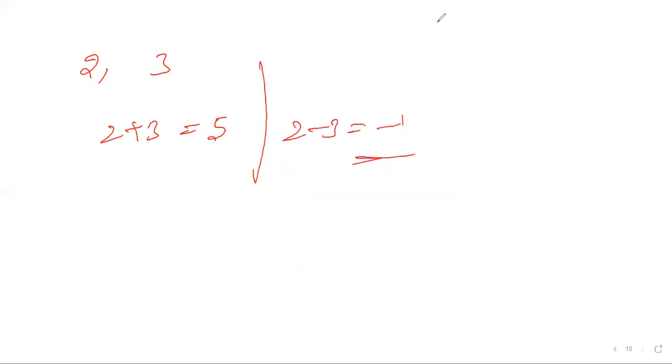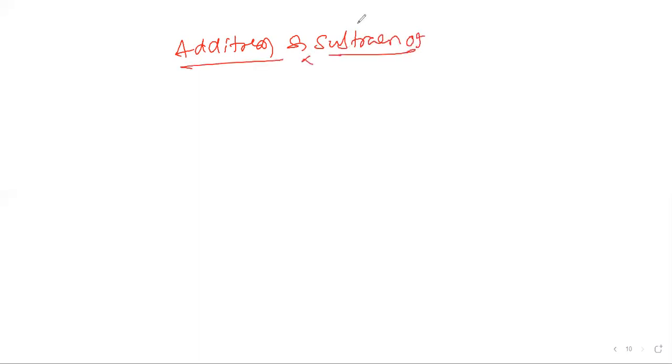Now next, regular numbers. If one number is 2 and one number is 3, how do you add both numbers? 2 plus 3, what is the answer? 5. If you want to subtract, 2 minus 3 is equal to minus 1. This is general addition and general subtraction, just like addition and subtraction of complex numbers. The next concept is addition and subtraction of complex numbers. How do you have to do it?